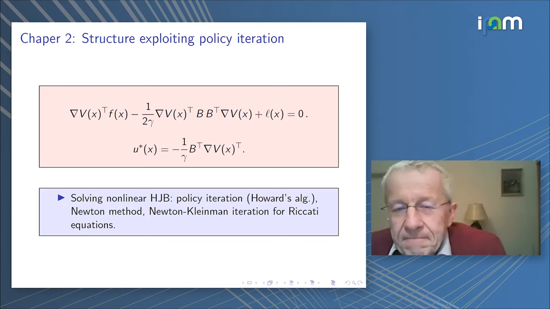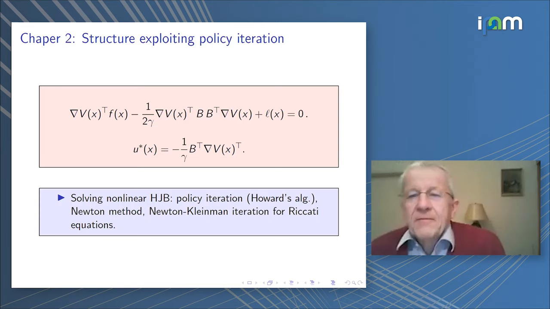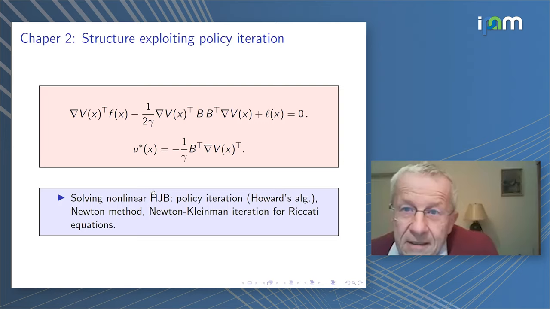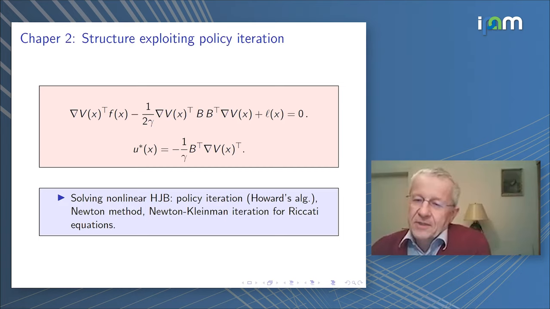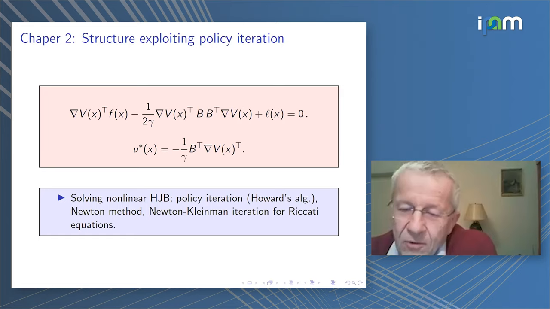Now the stationary HJB. If we have its solution, we have the optimal control. And policy iteration for me is really more or less basically Newton's method on this nonlinearity. By the way, especially in the context of discrete time systems, policy iteration is also called Howard's algorithm. Or in the world of Riccati, it's somehow like Newton-Kleinman iteration.